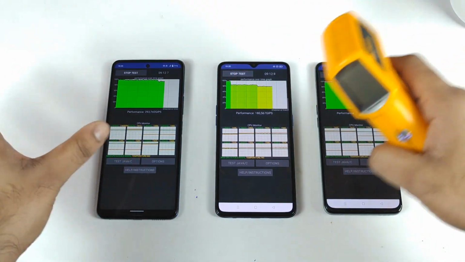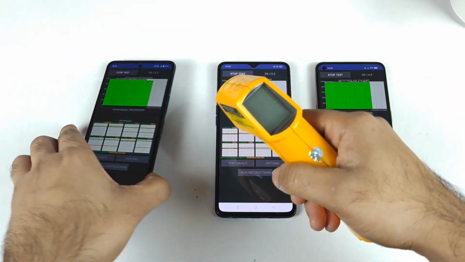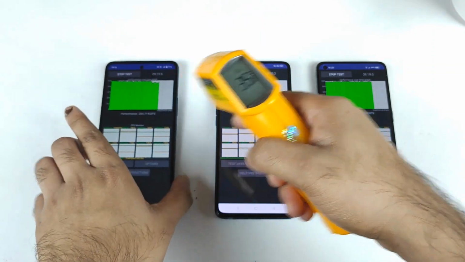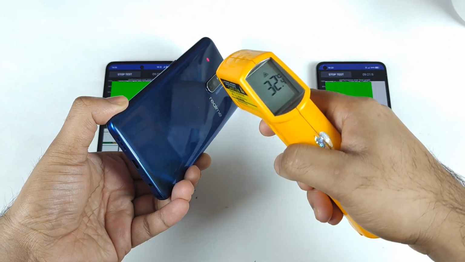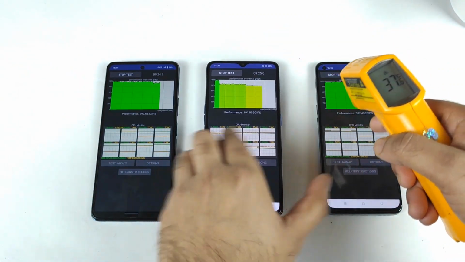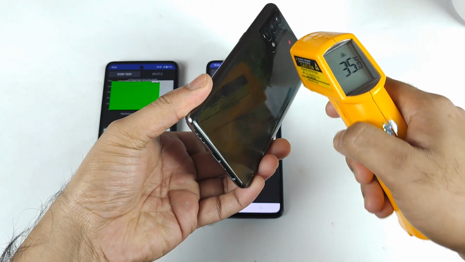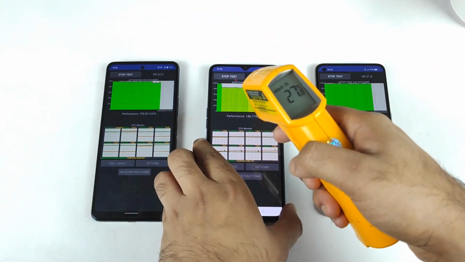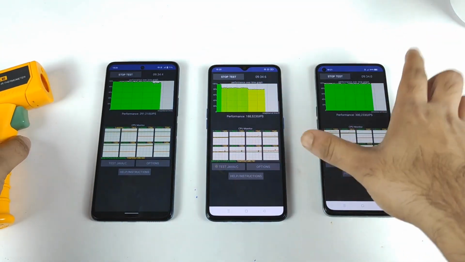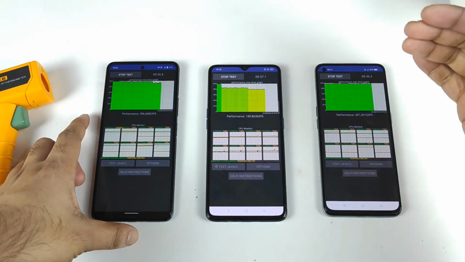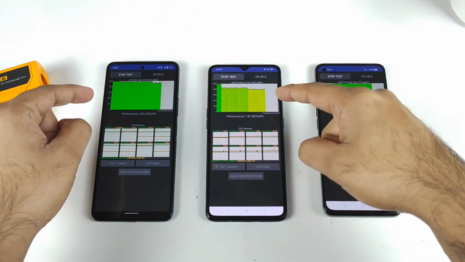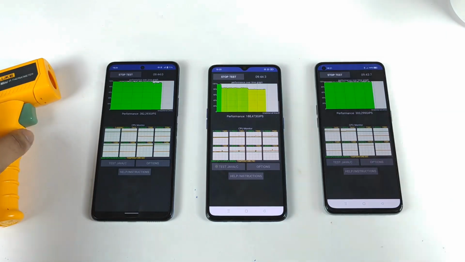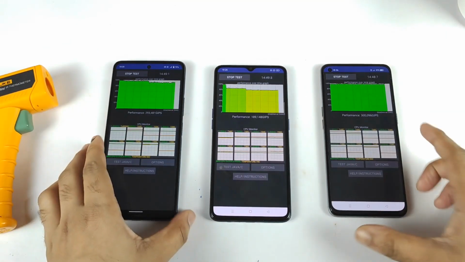Next time I need to do some longer testing, maybe a 30 minute CPU throttling test. I'll definitely plan that. Right now the temperature on the back side is 35 degrees Celsius, on another 32 degrees Celsius and 37.6, and on the back side 35 degrees Celsius. I'll be back after some time to check the graph and temperatures. But till now the Realme GT Master Edition is in first position, second is the iQOO Z5, and third goes to the Realme X2 Pro in terms of maintaining a consistent level of performance.